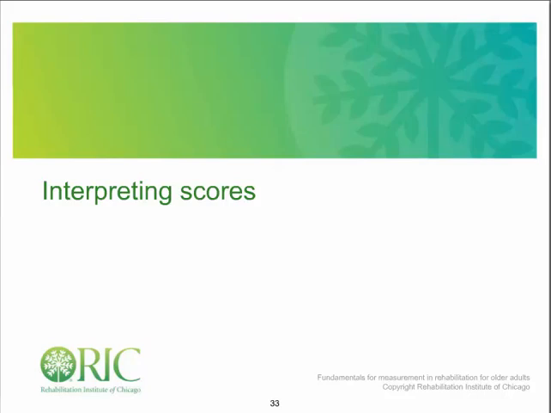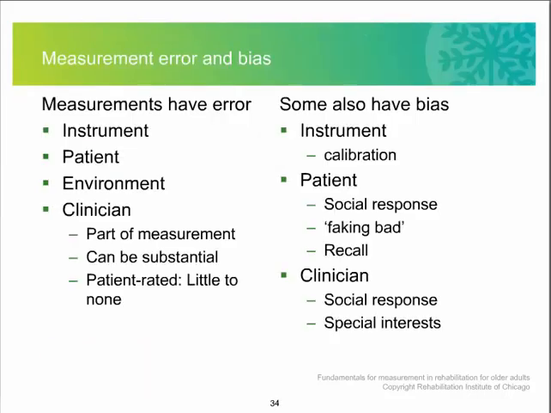Now that we have selected the Berg balance scale, we can measure Frank's balance and interpret the scores. But first, we will discuss the concept of measurement error. All measurements have error. There are 4 common sources of error in clinical measurement.